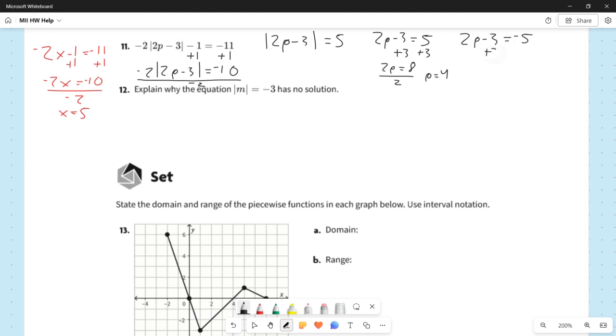On the right, again, add 3 to both sides. The 2p drops down. Negative 5 plus 3 is negative 2. Divide by, no, not p.